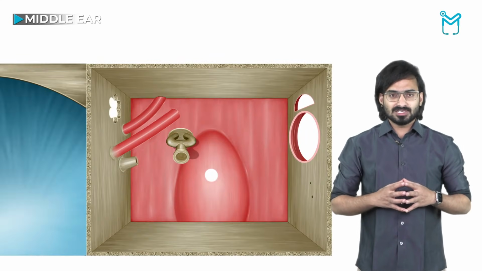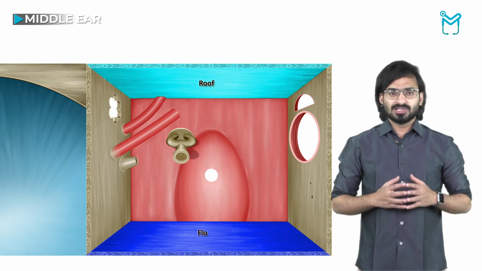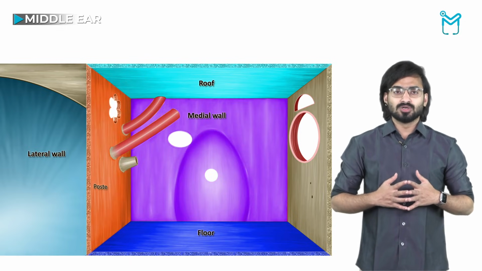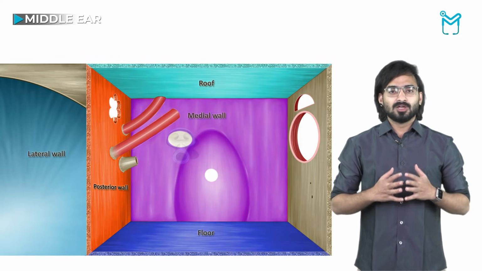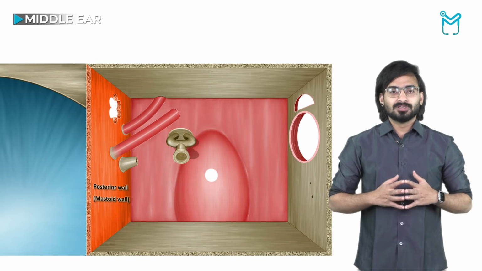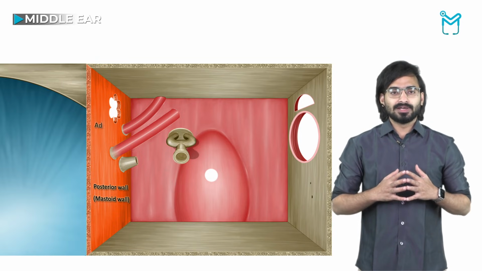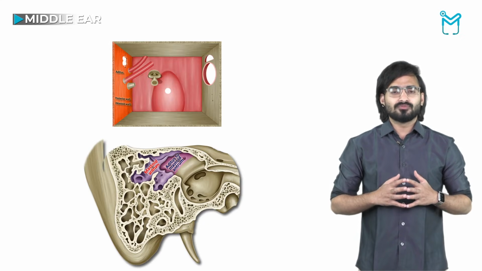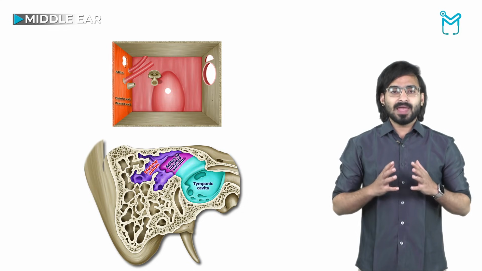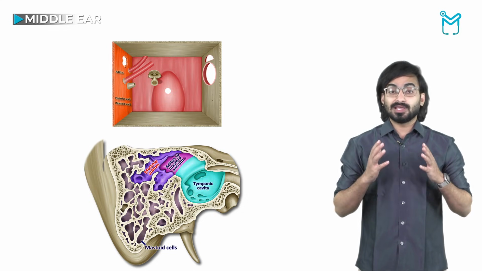Till now we have discussed roof, floor, lateral wall, medial wall of the middle ear. Now let's talk about the posterior wall of the middle ear. Posterior wall of the middle ear is also called mastoid wall. This wall contains the aditus. What is aditus? Aditus is nothing but an opening of the mastoid antrum. This aditus connects the tympanic cavity to the mastoid air cells.